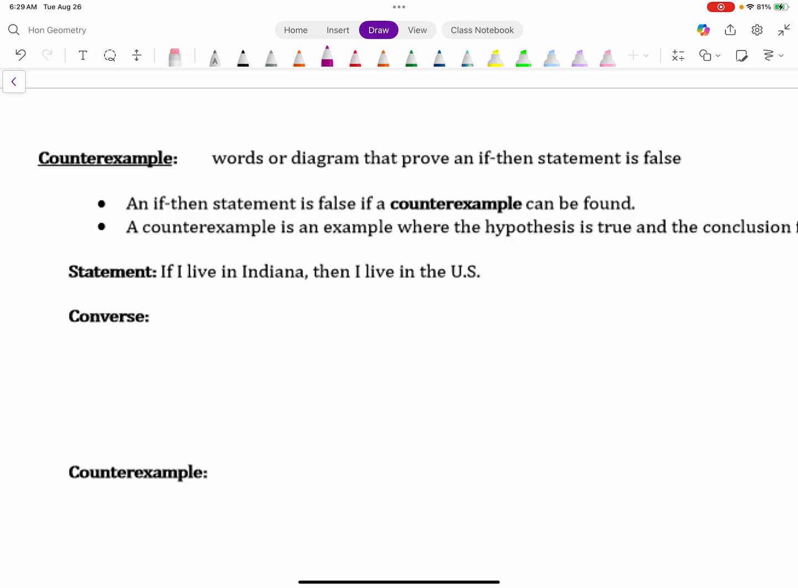Hang on, I got blood in my nose. Ugh, my allergies are acting up. Sorry, Ethan. Okay.